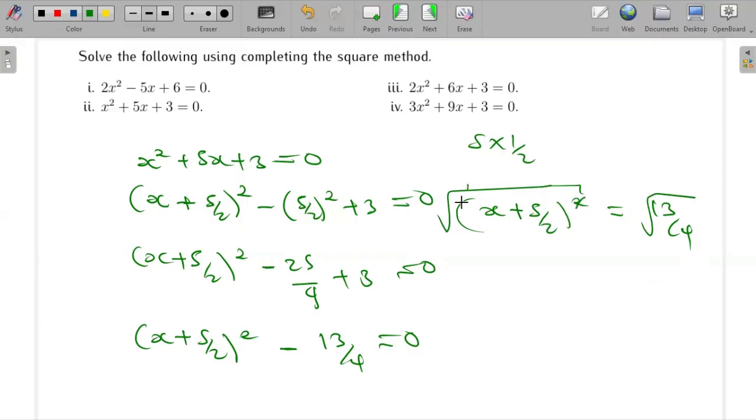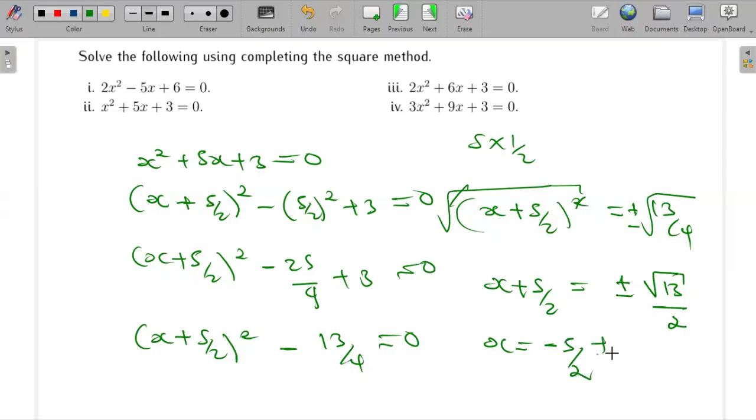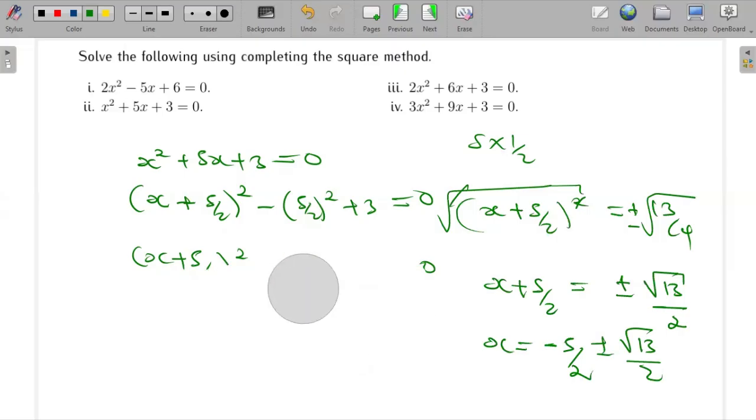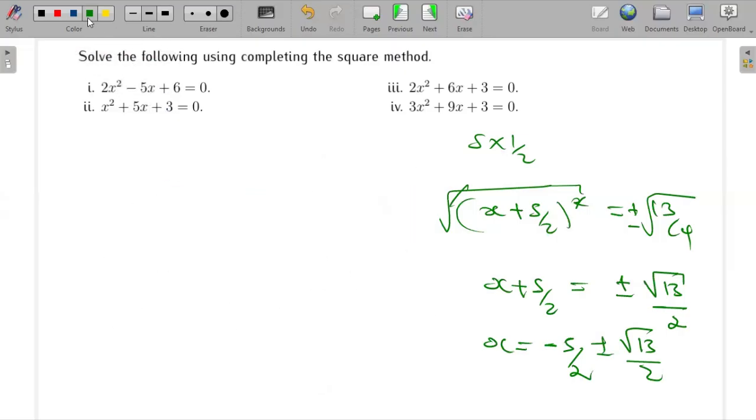So this goes there with plus minus. Then you have x plus 5 over 2 equal to plus minus the square root of 13 down there, and the square root of 4 is just 2. And then you have x is equal to, taking it to the other side, negative 5 over 2 plus minus the square root of 13 over 2. The square root of 13 over 2, we can't reduce it any further, so we're just going to leave it like that. And then you have negative 5 plus minus the square root of 13, over 2.